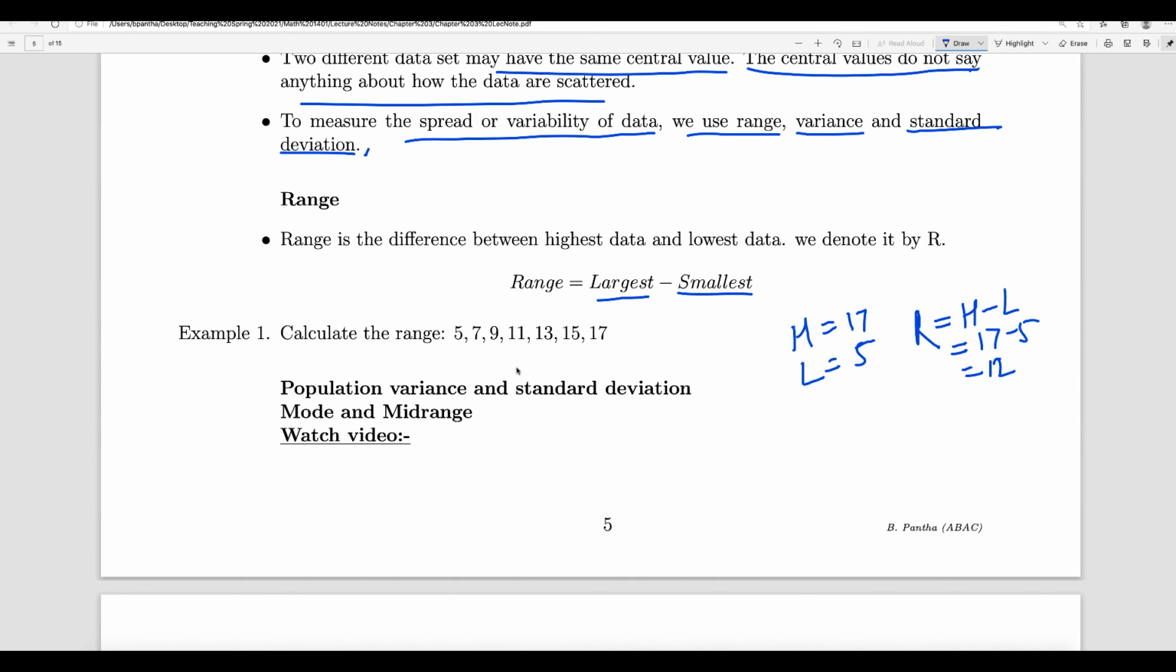If you have another set of data and want to find out which data is more scattered, you can just find the range of that data and see which range is bigger. Bigger range means more scattered. Smaller range means less scattered.